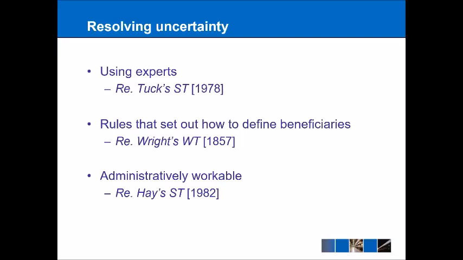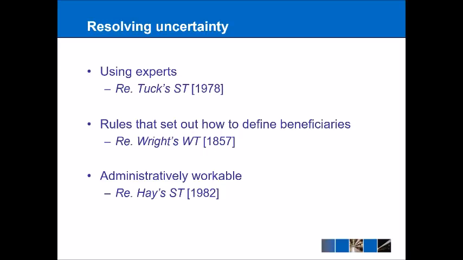Secondly, we need to perhaps have rules that set out how to define beneficiaries. So we talked about how friends is a little bit uncertain and can be vague in respect of certain people. But what about if we defined friends as people who attended my last birthday party? Well, that's a clear set of people, and that's a rule that can be applied in a sensible fashion, and is perhaps a bit more certain than simply using the term friends.